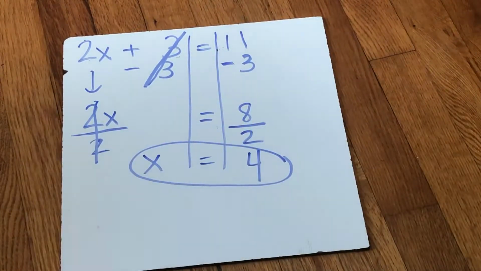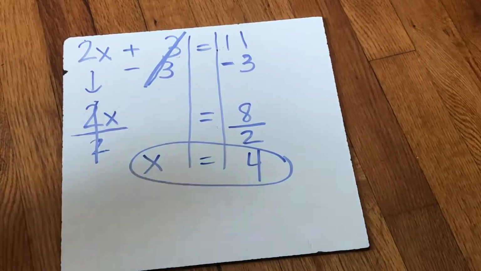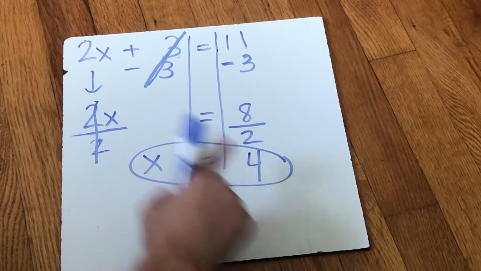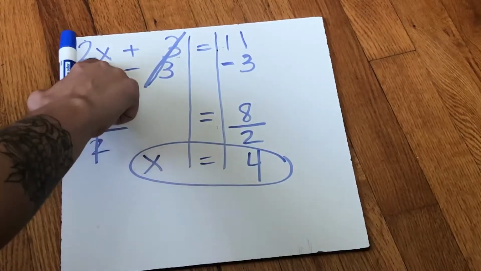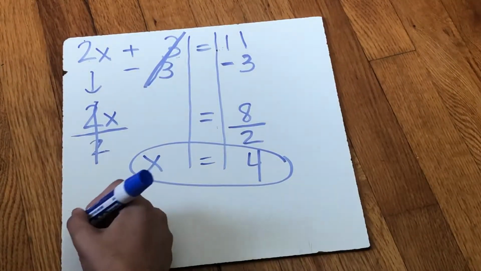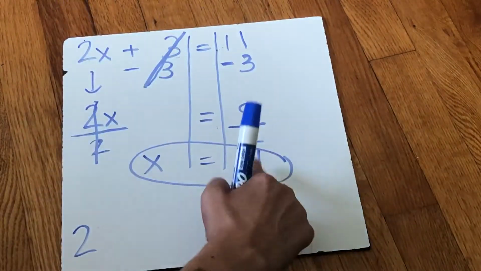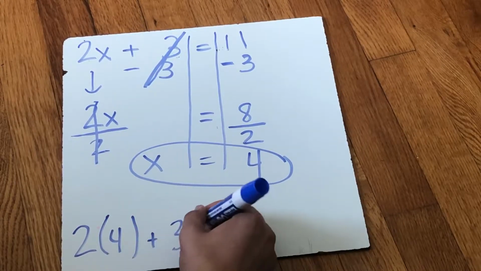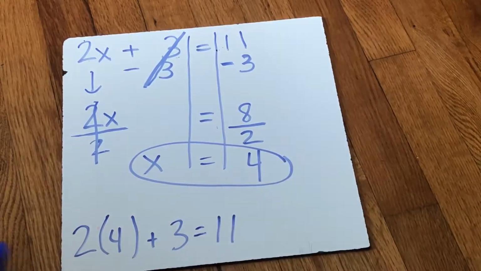Now, there's a really simple way with these to check yourself to make sure you got the answer right and you didn't accidentally mess up any steps. If I now know x equals 4, I can plug in 4 where that x is and see if the equation makes sense. So I have 2x, but now I know x is 4, so 2 times 4 plus 3 equals 11. So let's see if that's true.